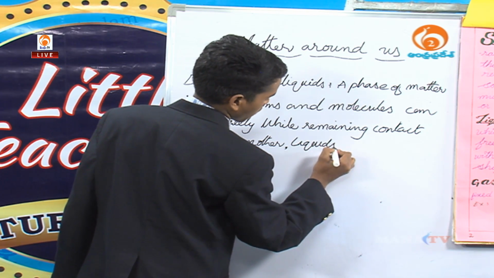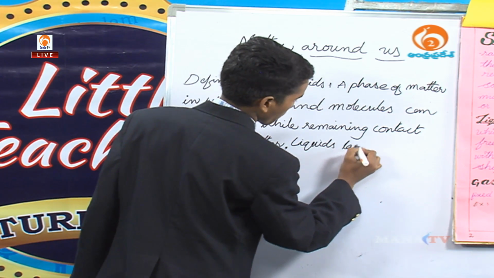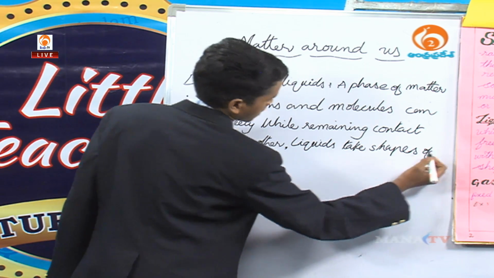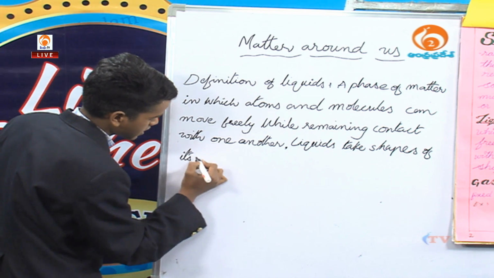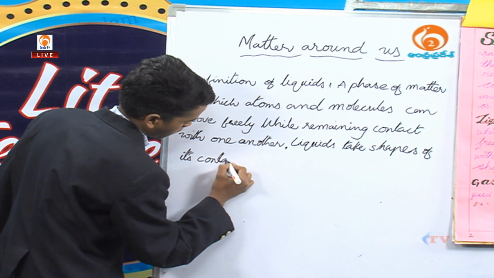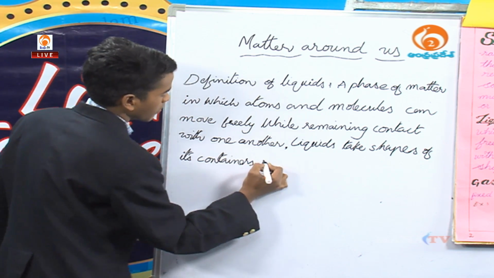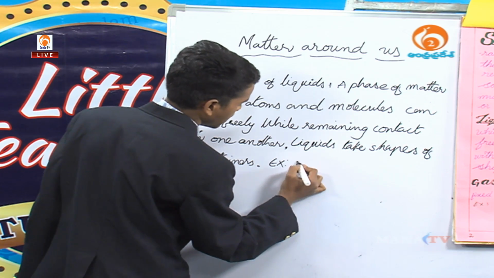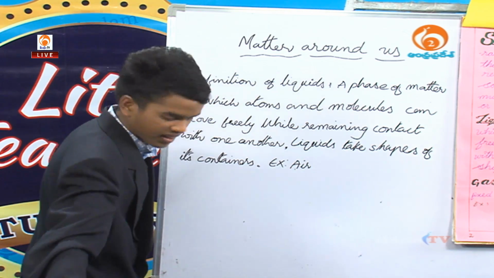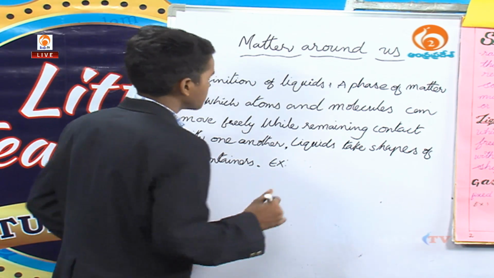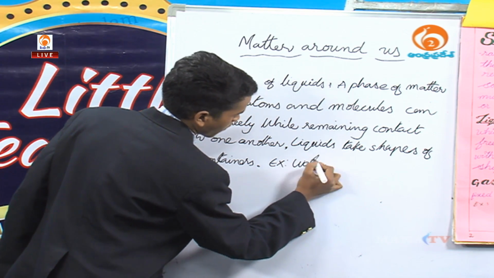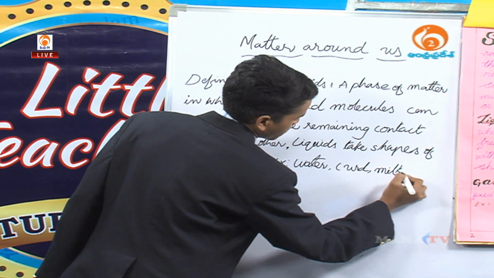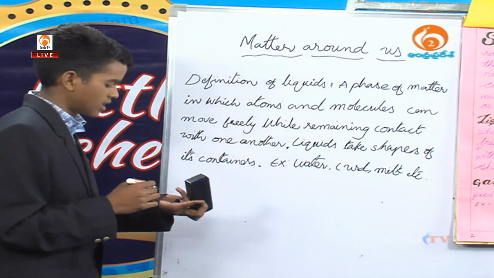A liquid takes the shape of its container. For example, water, curd, milk, etc. These are all examples of liquids.